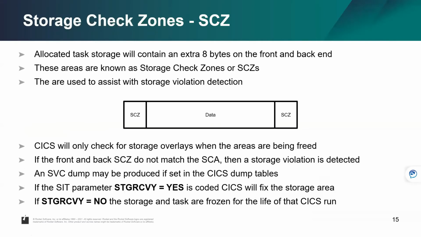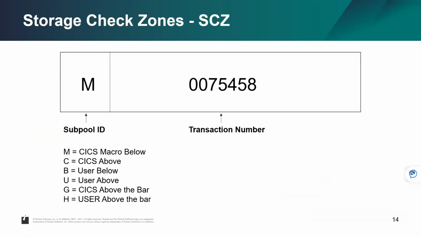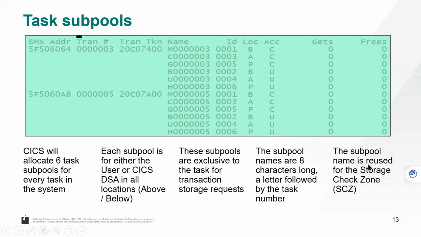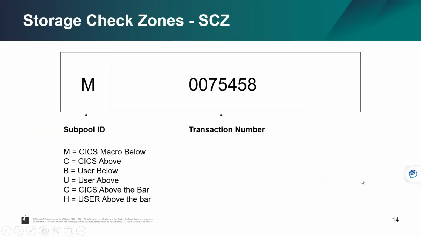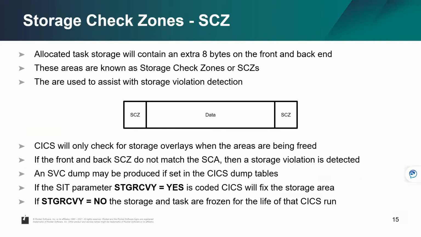Okay, so what is a storage check zone? Because we do mention it over here, on the right-hand side, the subpool name is reused for the storage check pool name. When you allocate storage in a CICS region, when you do a GETMAIN, you always get an extra 8 bytes on the front end and the back end, known as the storage check zone in most cases, right? And it's used for storage violation detection. Effectively, if I ask for 100 bytes of storage, I'm going to get 116. And CICS is going to allocate 8 bytes on the front end and 8 bytes on the back end, right?